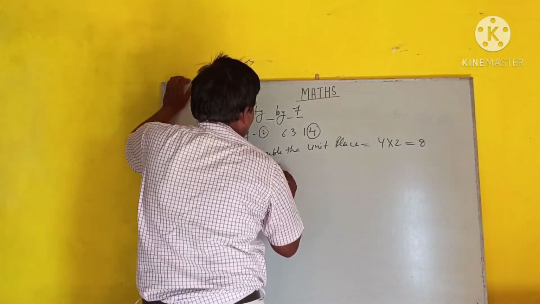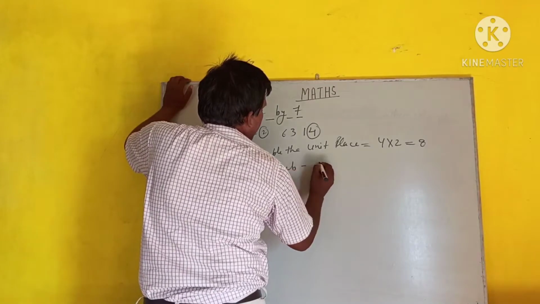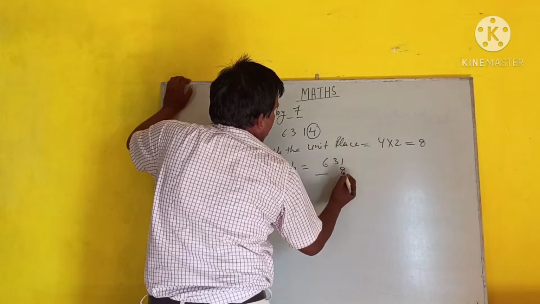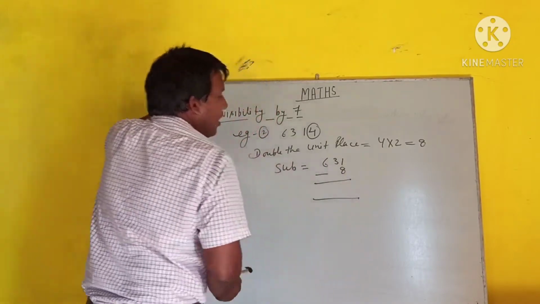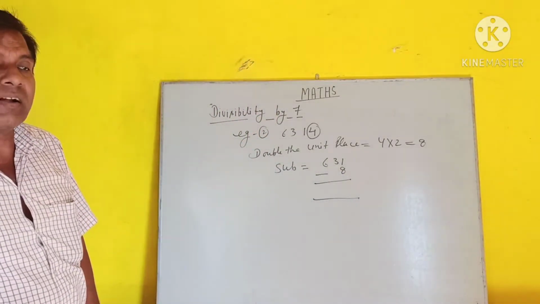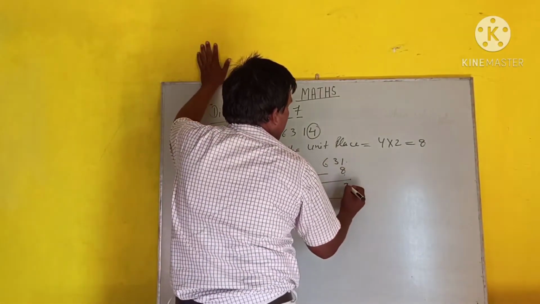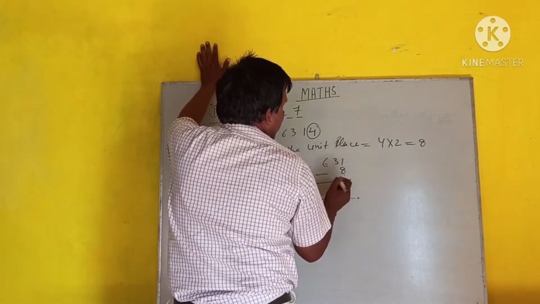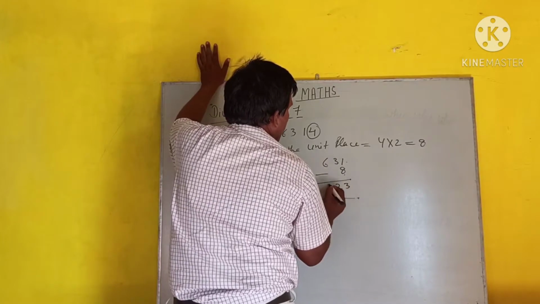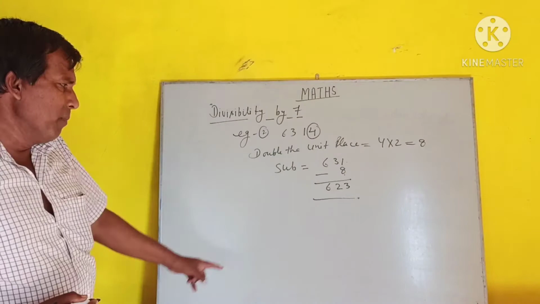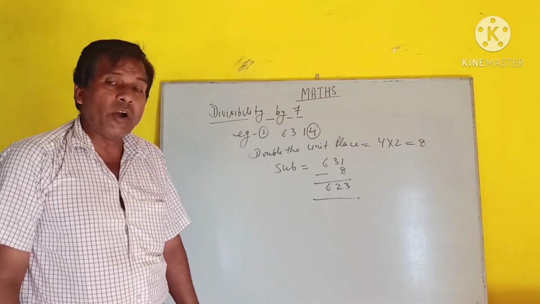Now subtract 8 from remaining number. 631 minus 8. Subtract it. Here 11. 11 minus 8 is equal to 3. Here remaining 2. Here is 2 and here is 6. Now repeat it. It become 623.